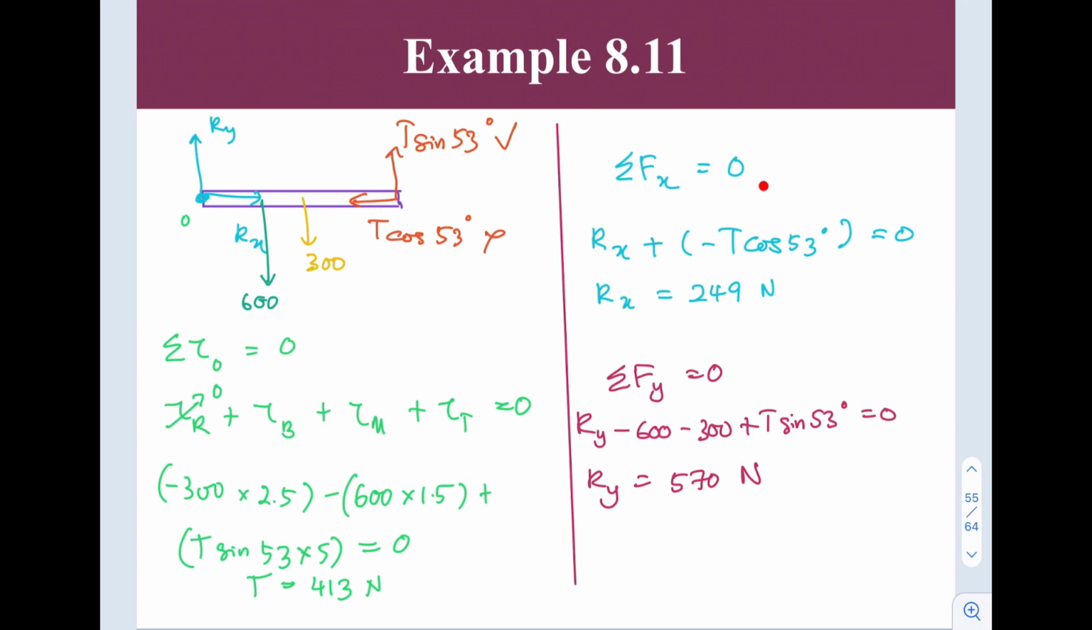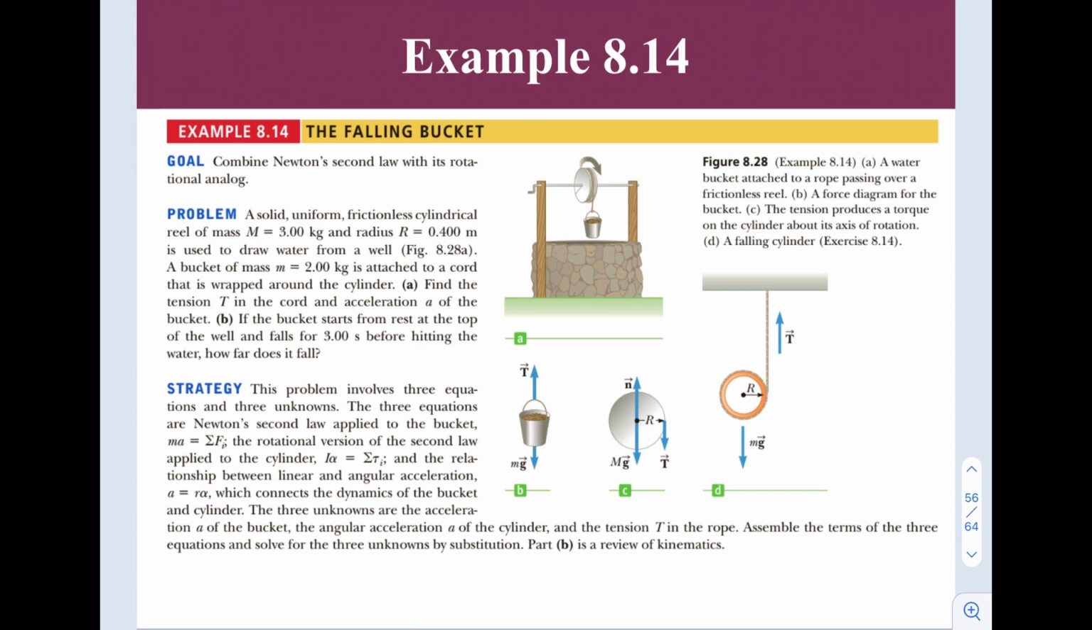Now, to figure out the R in terms of components, we are going to use sum of Fx equivalent to ma, but a is 0. So you have Rx minus T cos 53 equivalent to 0. Then you will have Rx equivalent to T cos 53, which gives us 249 Newton. Substitute this one into this, so we solve for Rx. Now let's move to Ry. Sum of Fy equivalent to 0. We will have Ry positive, minus 600 because it's pointing downward, minus 300 because it's pointing downward, plus T sine 53 because it's pointing upward, equivalent to 0. So again, from here, calculate your Ry. It gives us 570 Newton.